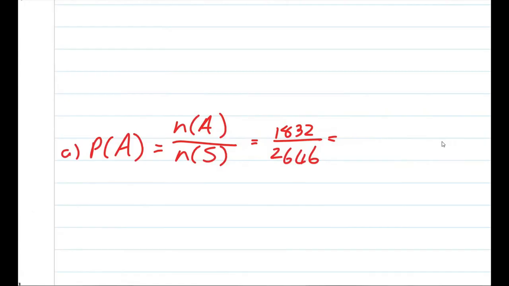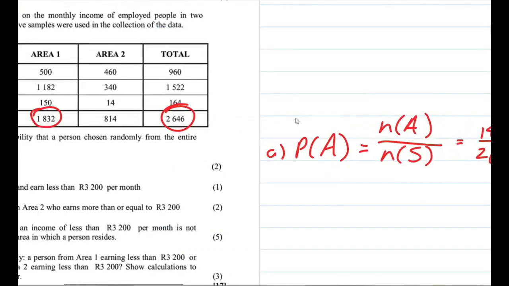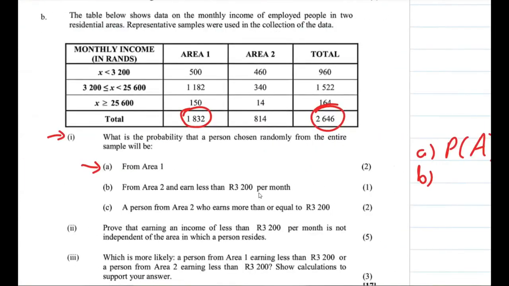So the fraction is 916 over 1,323. And what's the decimal of that? It is 0.69. Great, perfect. That's 2 marks. Great. Let's move on to the next one.